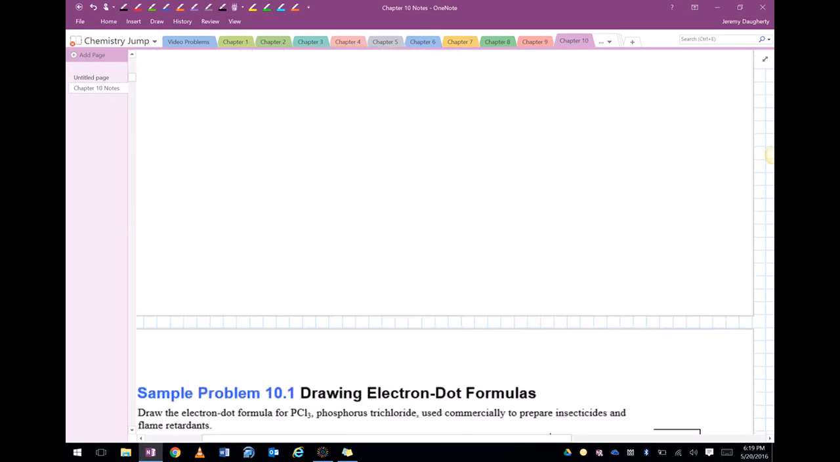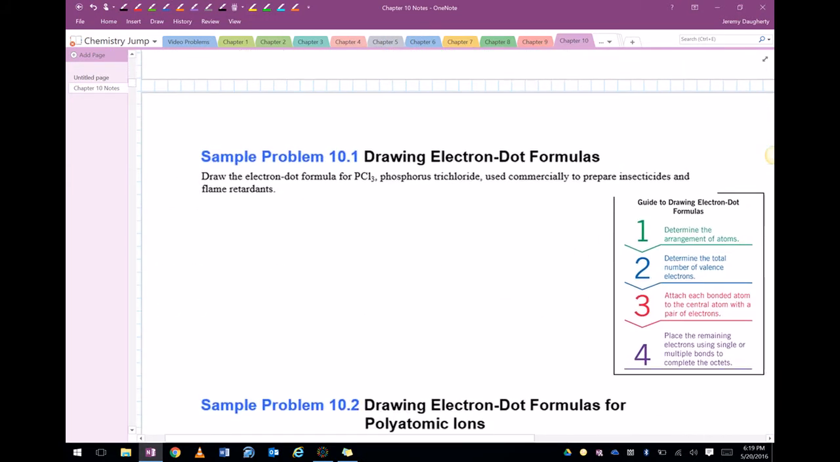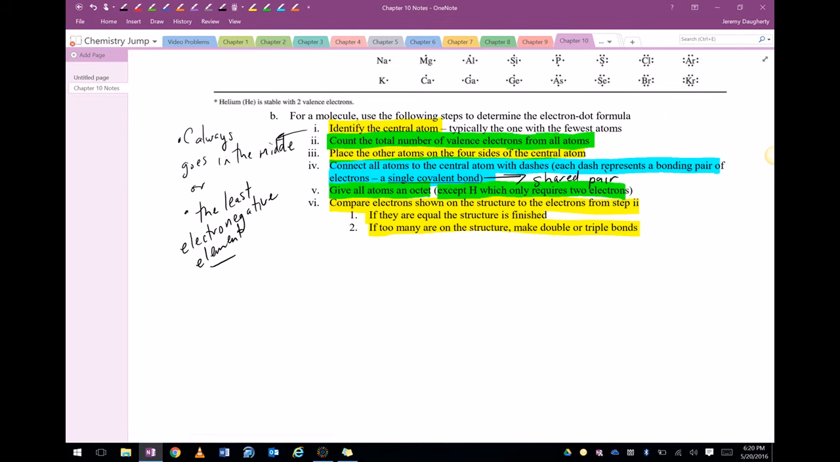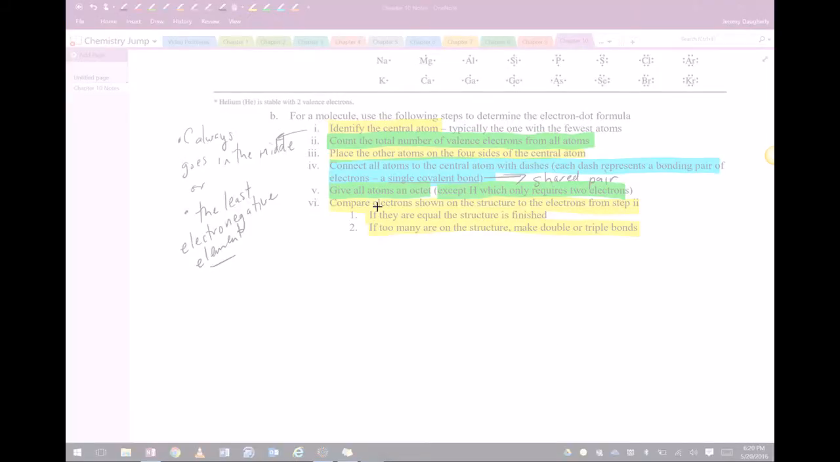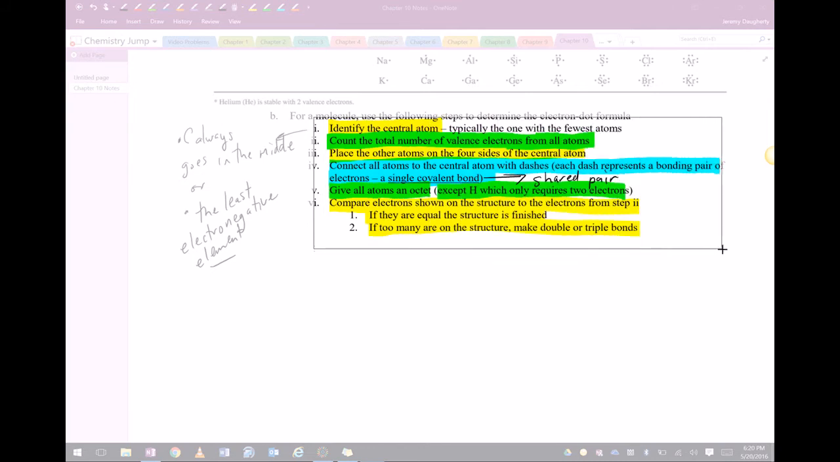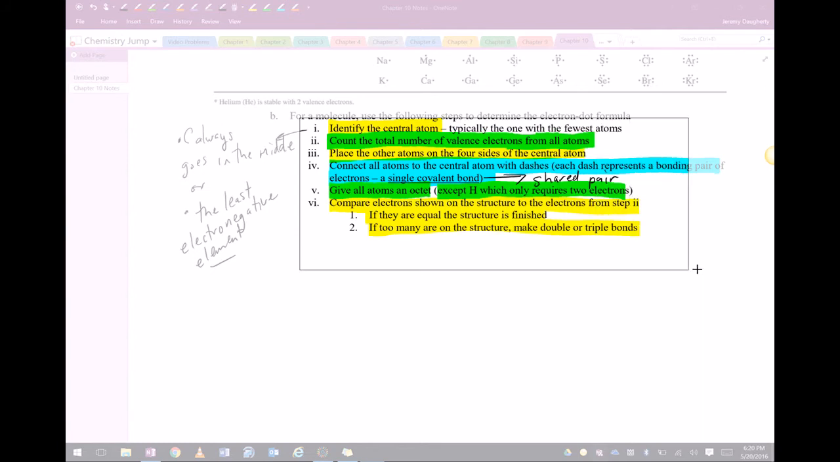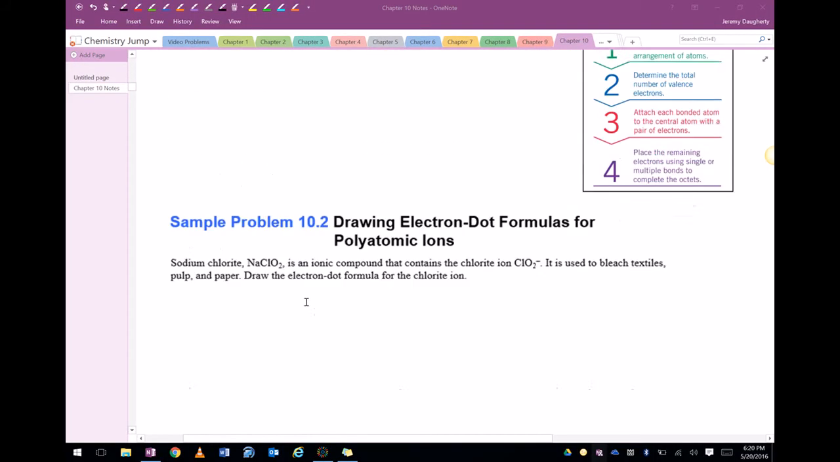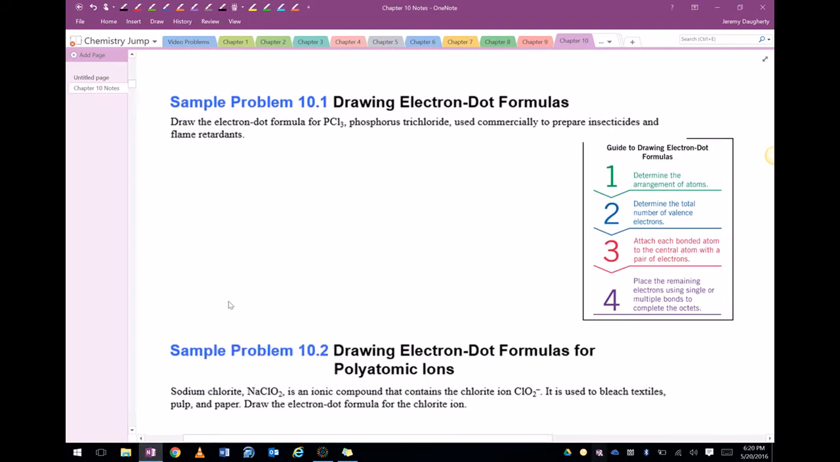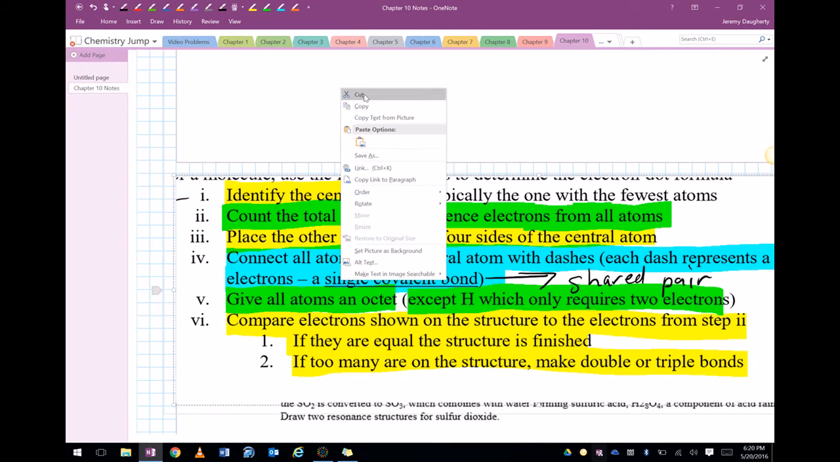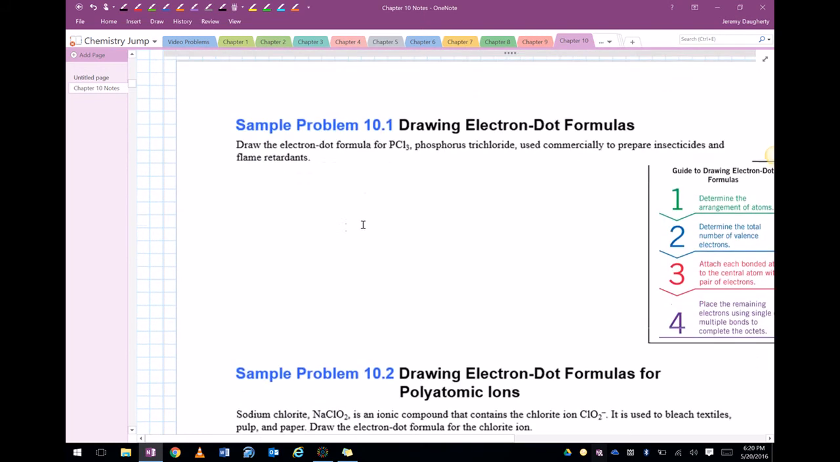So I'm going to break with tradition here. I'm going to go ahead and go through one of these, this phosphorus trichloride, just so you can see the steps. Matter of fact, I'm going to grab these steps and bring them down with me. Let's see if it'll let me paste it right here. It did not. Okay, we'll just go through them. I know what they are.